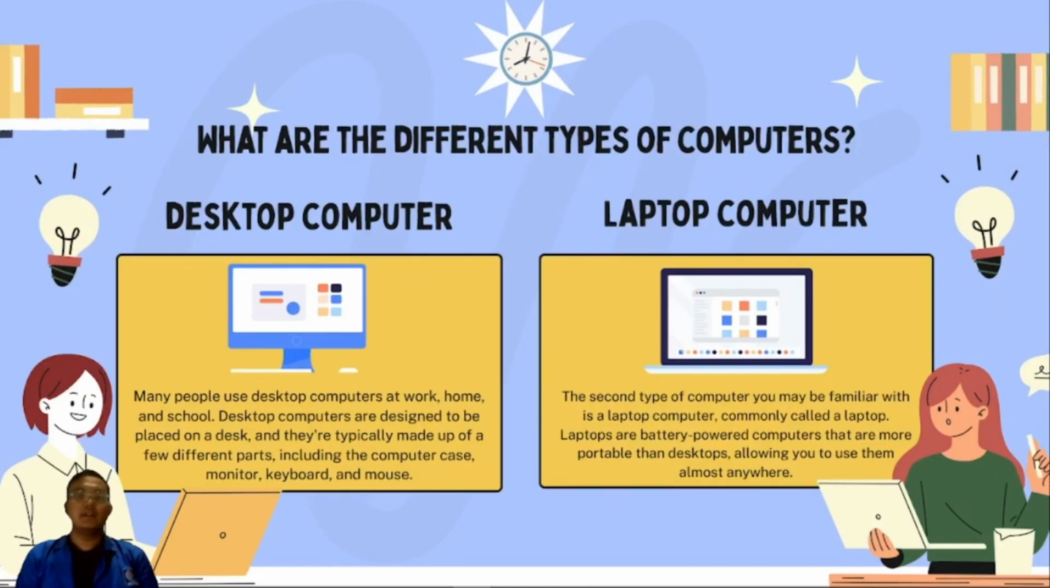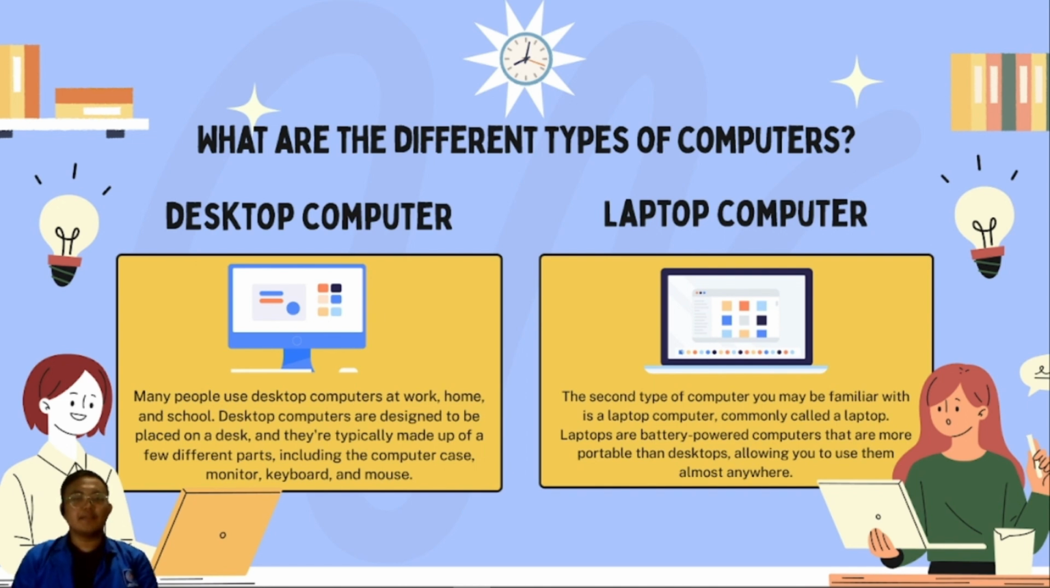Okay, now what are the different types of computers? There are many types of computers, but today we will look at the common ones first, the desktop computers and laptop computers. Desktop computers, many people use this at work, home, or school. They are designed to be placed on a desk and are made up of different parts, like the computer case, monitor, keyboard, and mouse.